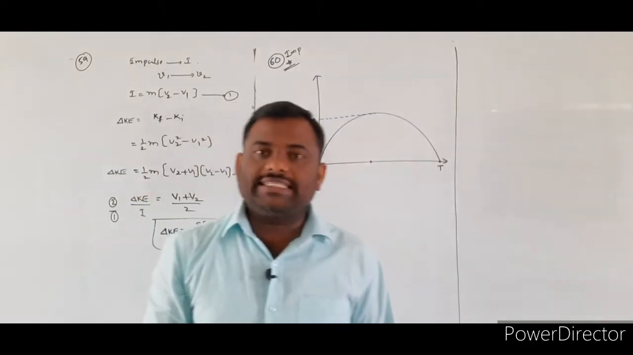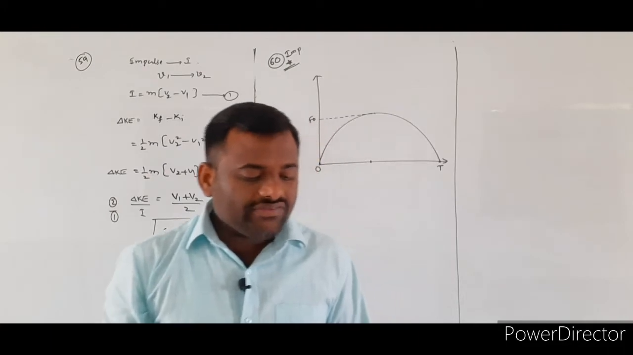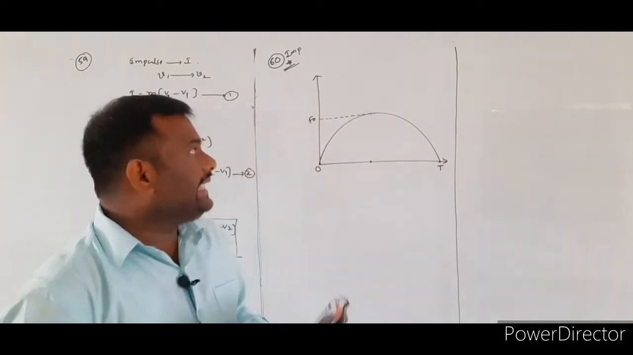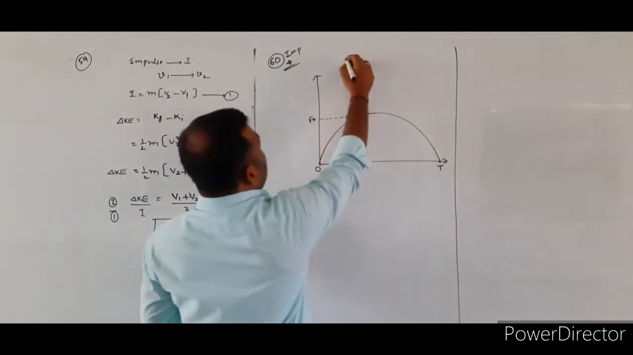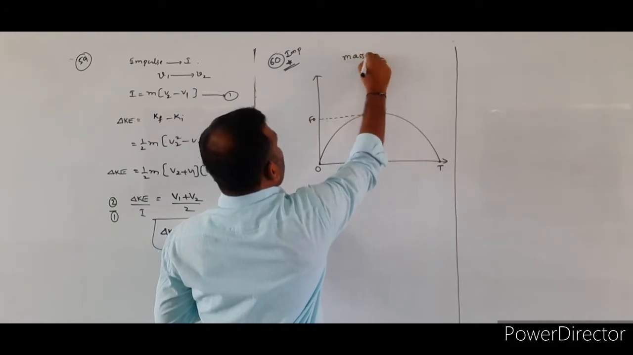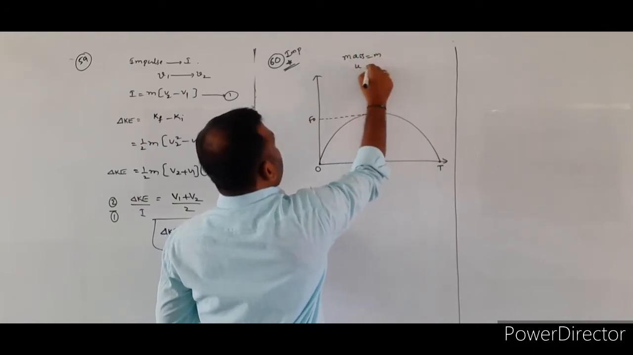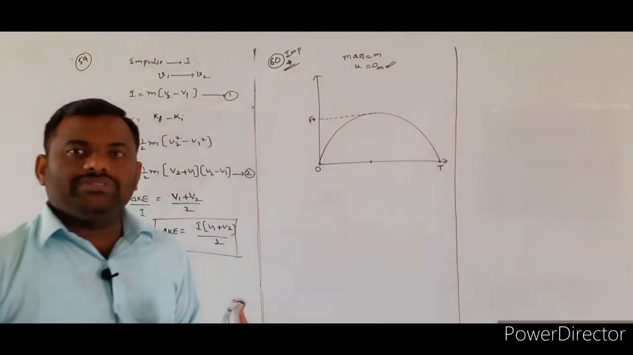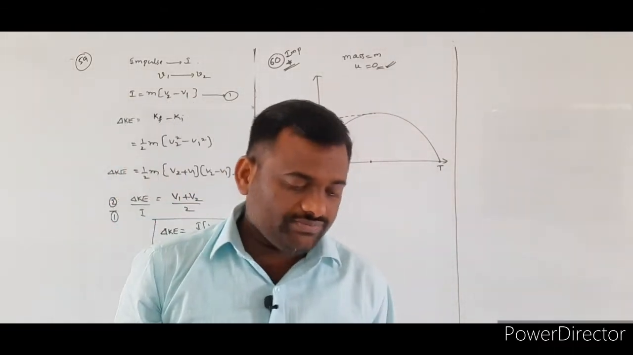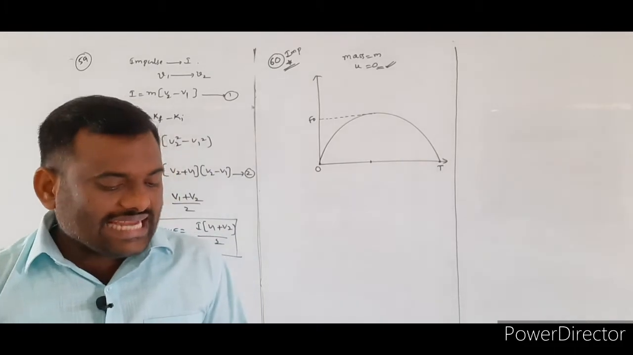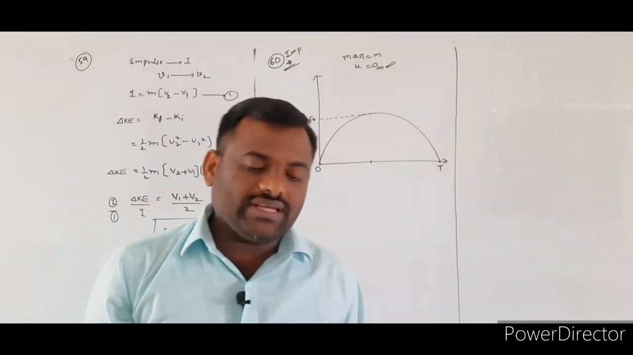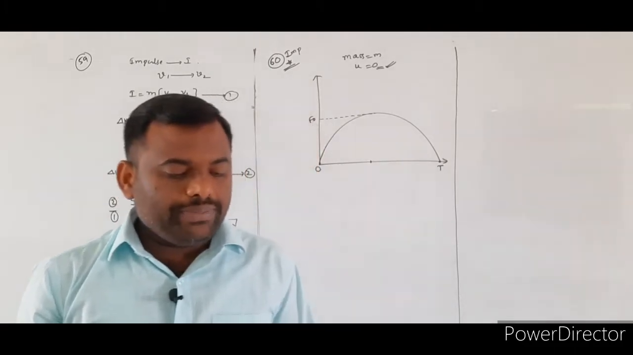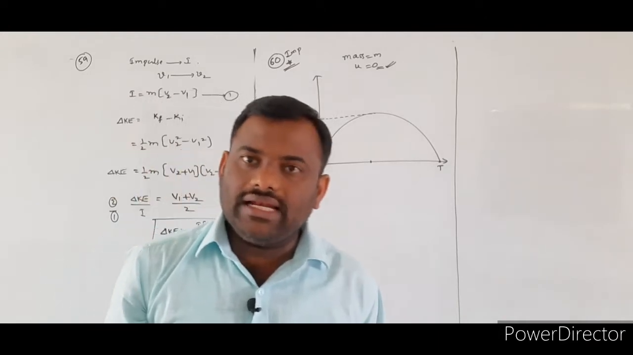Important one, problem number 60. A particle of mass m initially at rest, so mass will be given by m, initial velocity is equal to what? 0. Initially an object will be in the state of rest, which is acted upon by a variable force of capital F for a brief time interval of capital T.